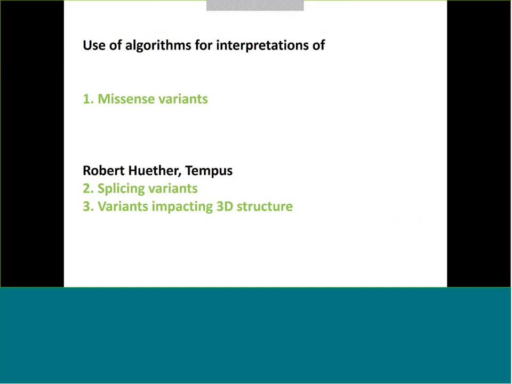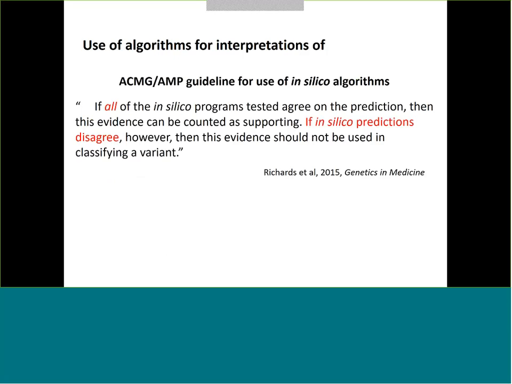As I mentioned, I was talking about the missense variants, and Robert will talk about the splicing and the variants impacting the 3D structure. When I talk about the missense variants, the outline is that I'll show you what the caveats are, what algorithms are available, and there will be some suggested solutions, or at least one needs to be mindful of these caveats before making an inference. Again, if you go to the next slide.